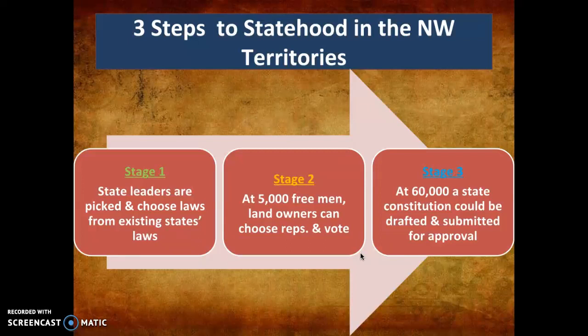In stage 2, when there were 5,000 free men, the landowners could vote in that territory and then choose representatives to represent their decisions within that territory and vote to make laws. At stage 3, when there were 60,000 inhabitants in the territory, they could apply for statehood. They had to write a state constitution and submit it to the Confederation Congress and then get it approved. And if it was approved, they became a state.